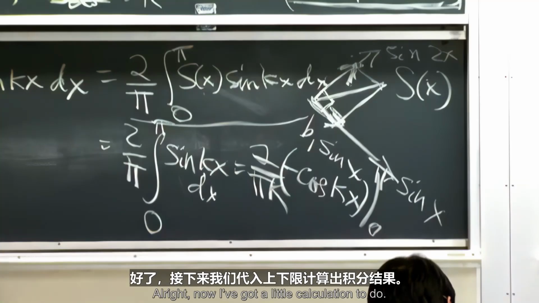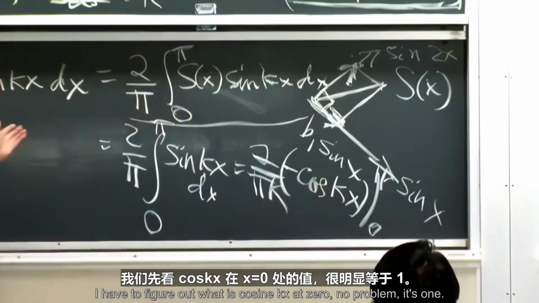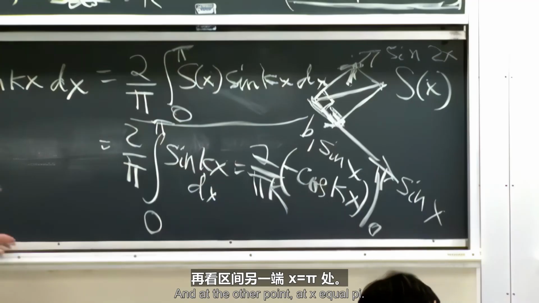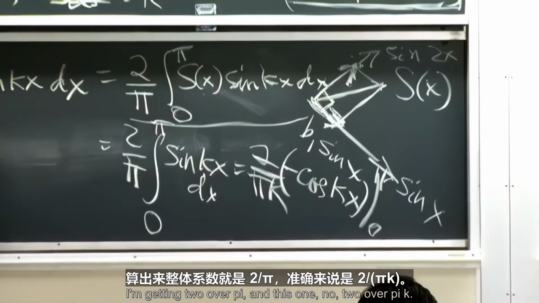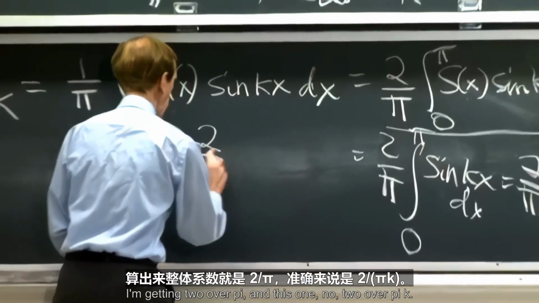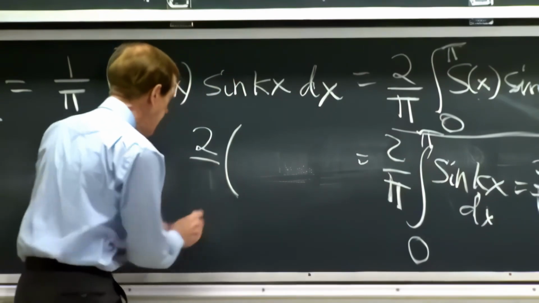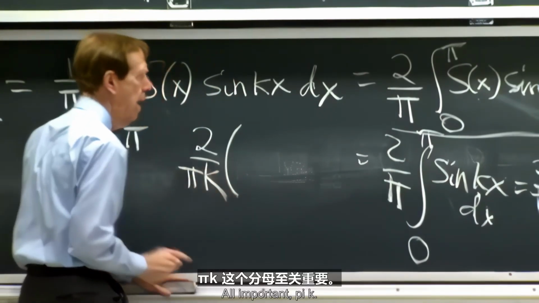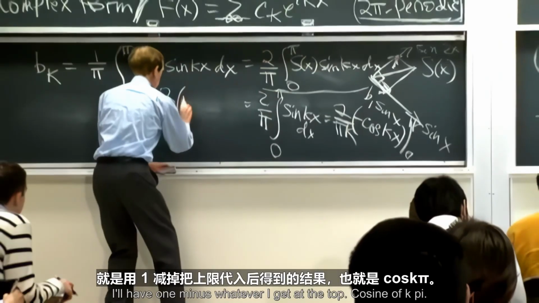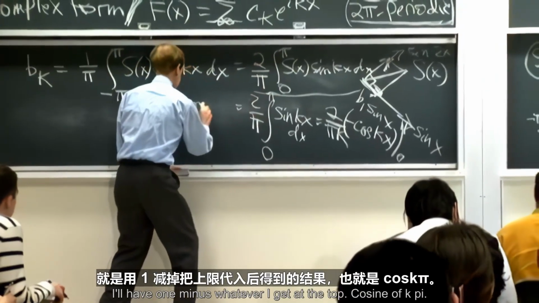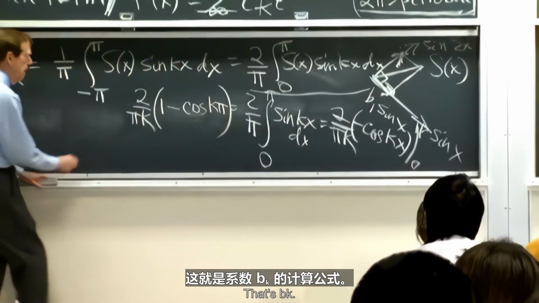All right, now I've got a little calculation to do. I have to figure out what cosine kx is. At 0, no problem, it's 1. And at the other point, at x equal pi. So what am I getting then? I'm getting 2 over pi k. All important, pi k. With that minus sign, I'll evaluate it at x equals 0. I have 1 minus whatever I get at the top, cosine of k pi. That's bk.